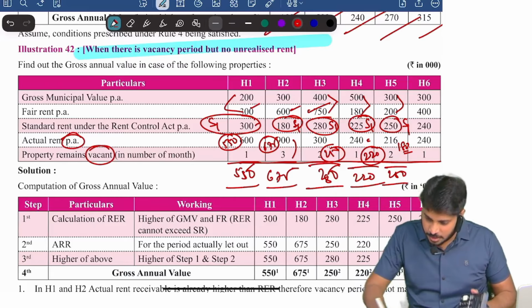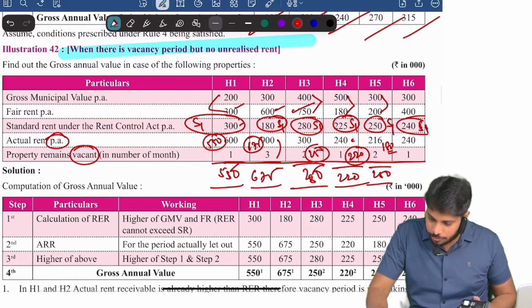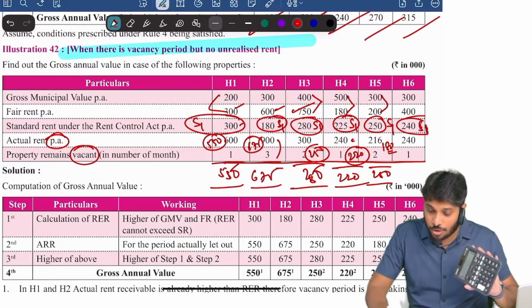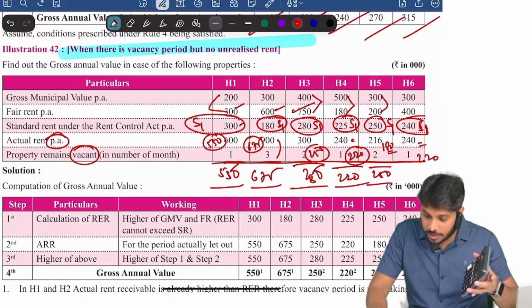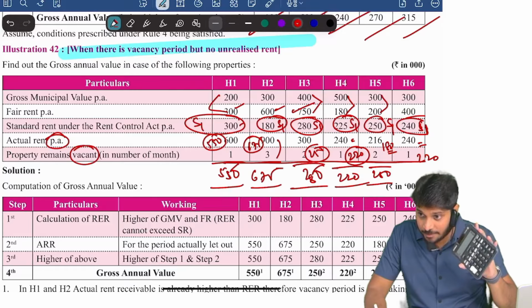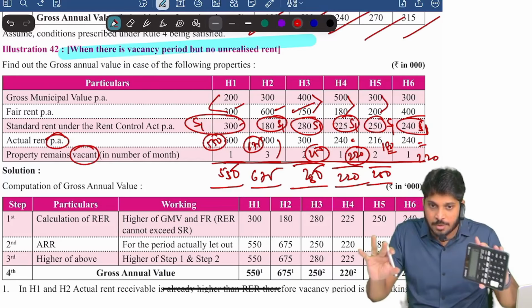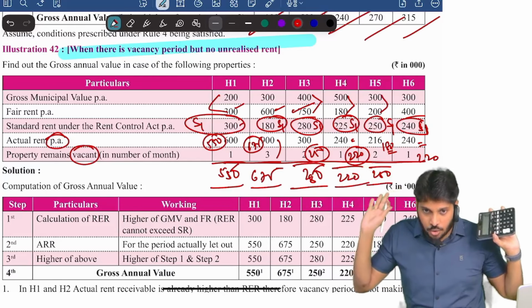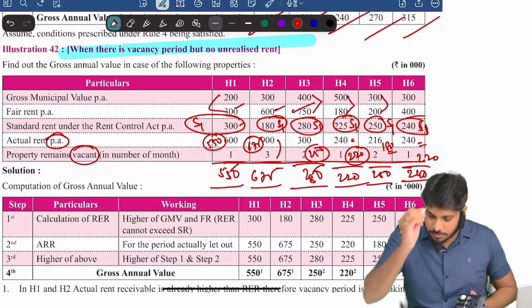Correct? Next, step number 1, 240. Here also, actual rent per annum is 240. Without vacancy it would be 240, but actual rent received is 220. Even with vacancy or without vacancy, my step number 2 answer remains the same. Okay, I will go with the 240 logic.